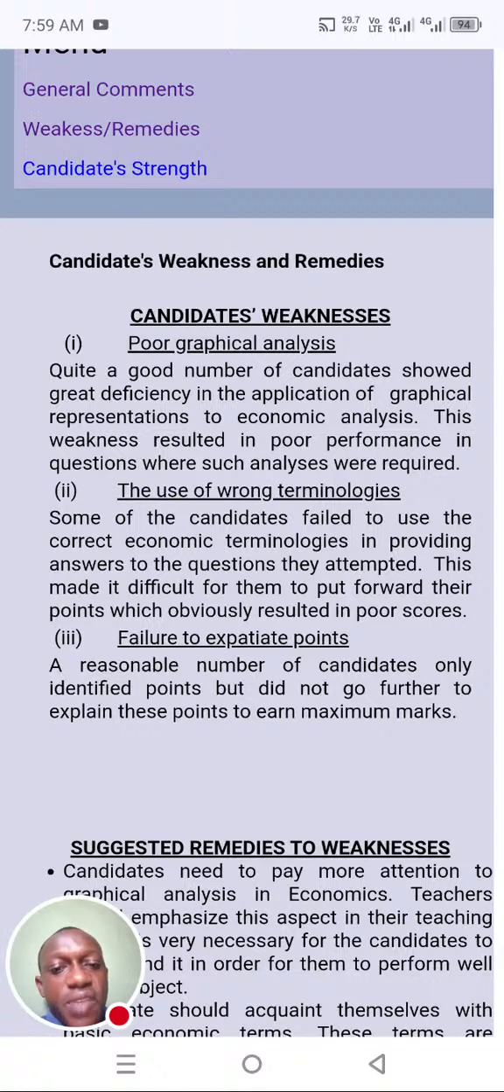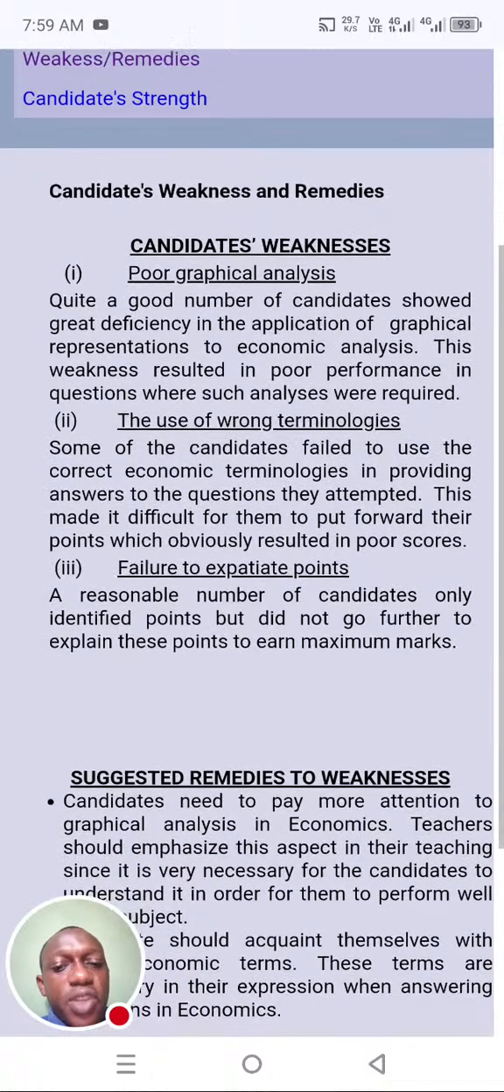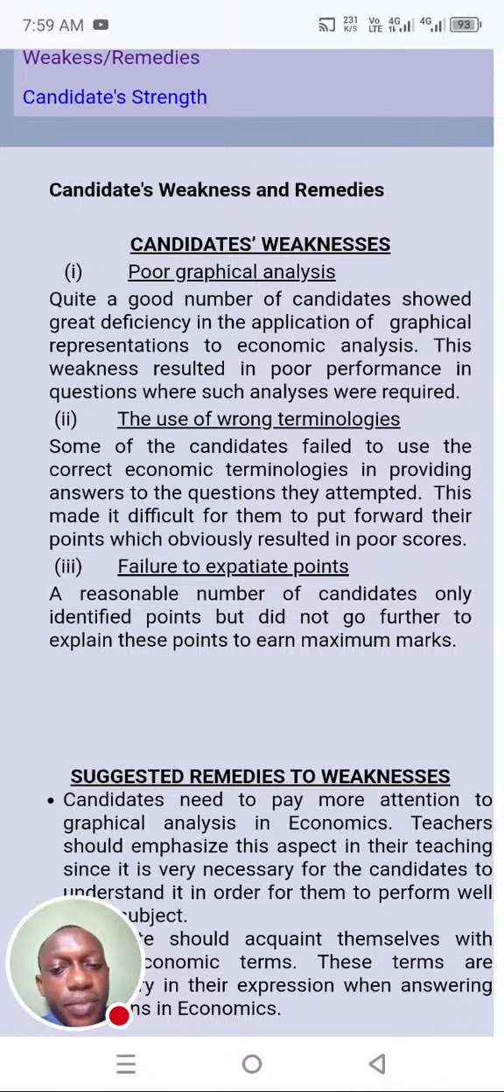Some of the candidates failed to use the correct economics terminologies in providing answers to the questions they attempted. This made it difficult for them to put forward their point, which obviously resulted in poor scores. That is number 2. Now, number 3, failure to expatiate points. A reasonable number of candidates only identified points but did not go further to explain these points to earn maximum marks.